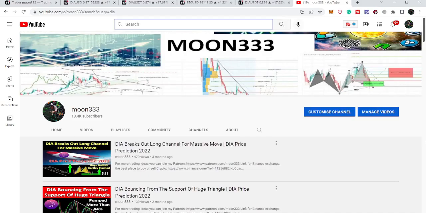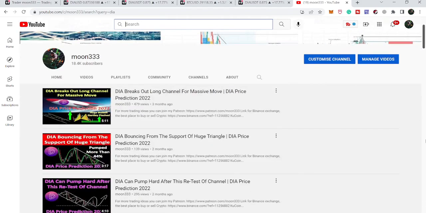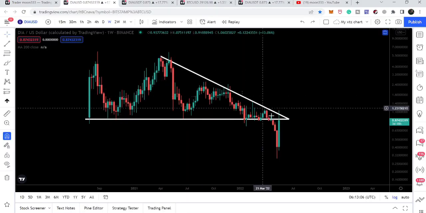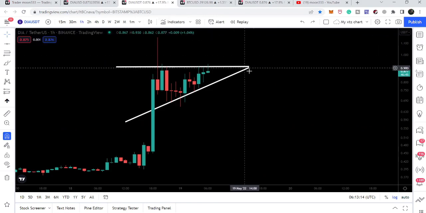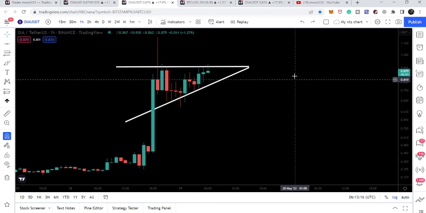Welcome to the new update on DIA. In my previous videos, we have been following this very big descending triangle that DIA formed on the weekly time frame chart. Right now, after breaking down the support, DIA is trying to re-enter the same triangle and also form another smaller triangle on the smaller time frame charts as well. And in today's video, we will take a look at this move.